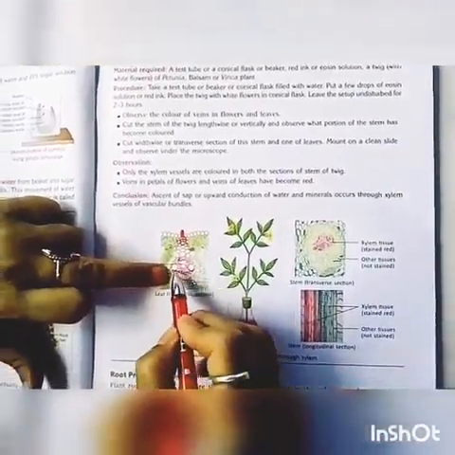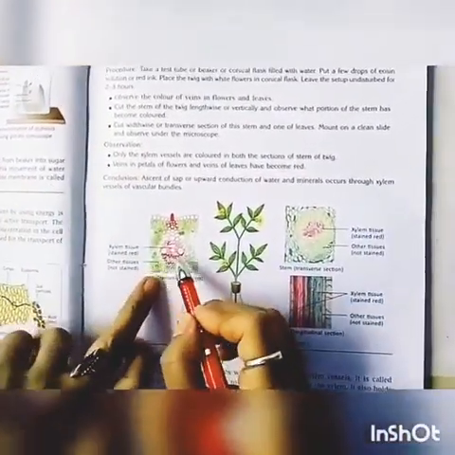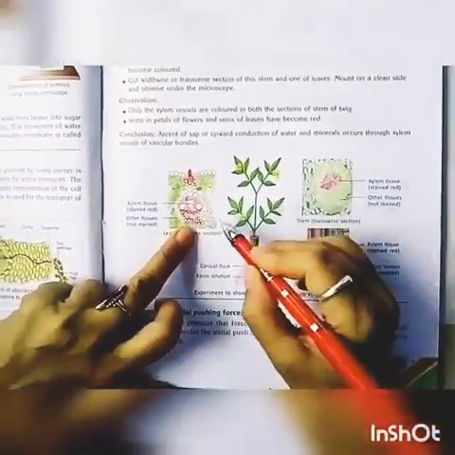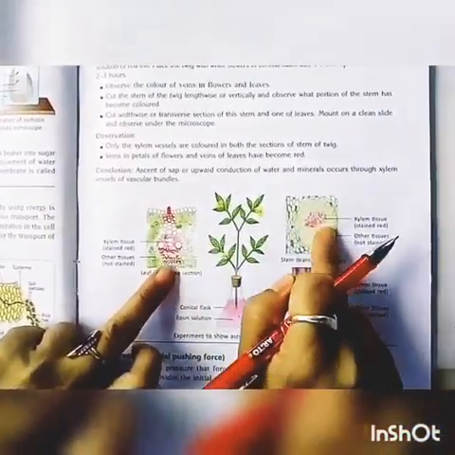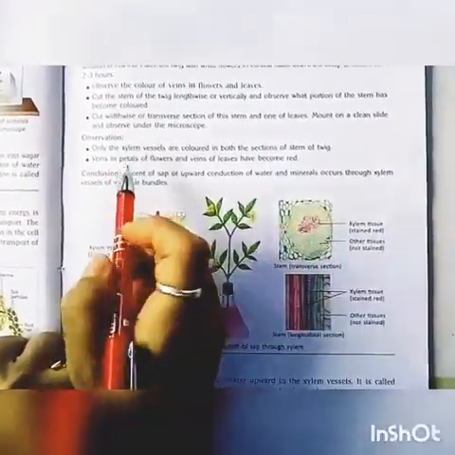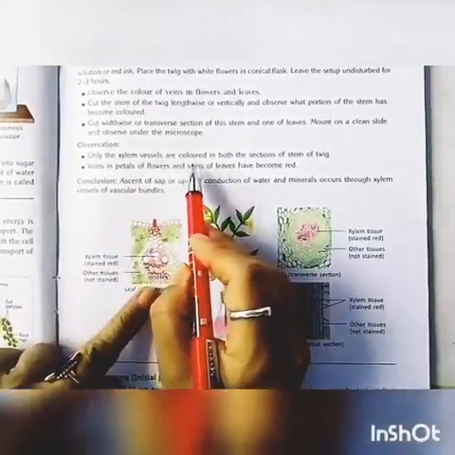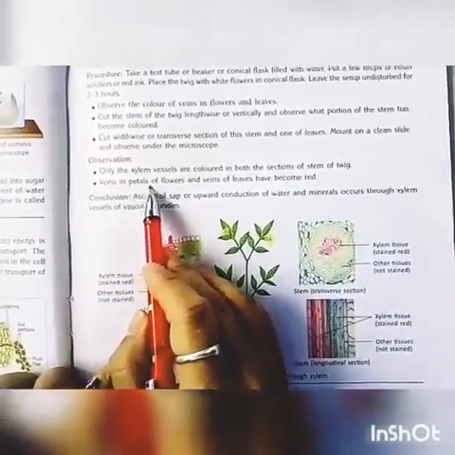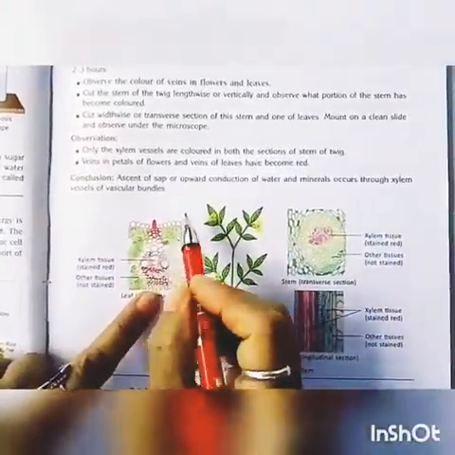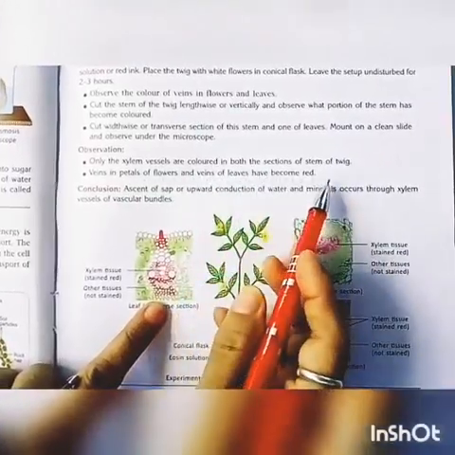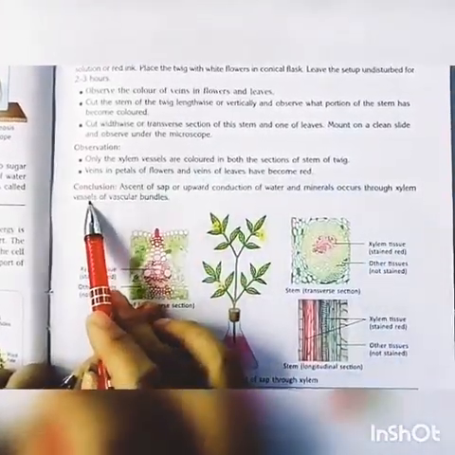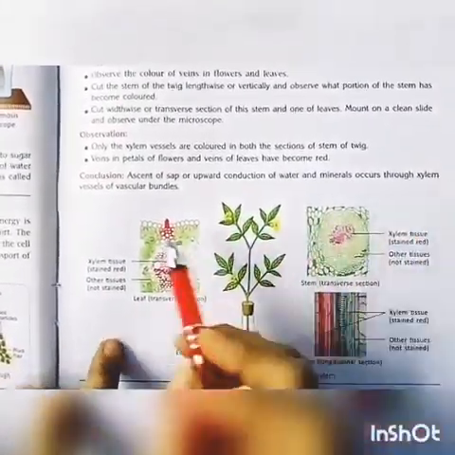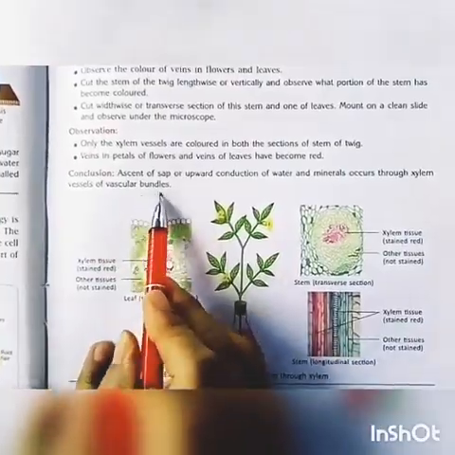They all stain with red color. You can see these are the xylem vessels in the leaves, and these are the xylem vessels in the stem. They stain red in color. So this shows that water is absorbed by the xylem vessels. So what is your observation? Only the xylem vessels are colored in both the sections of stem or of twig. The second is the veins in petals. These are the veins in petals of flowers, and veins of leaves become red. Then what is the conclusion? Conclusion: ascent of sap or upward conduction of water and minerals occurs through the xylem vessels of vascular bundle.